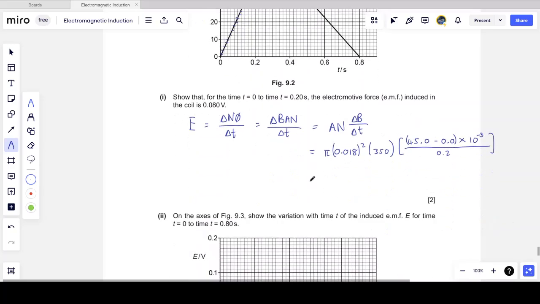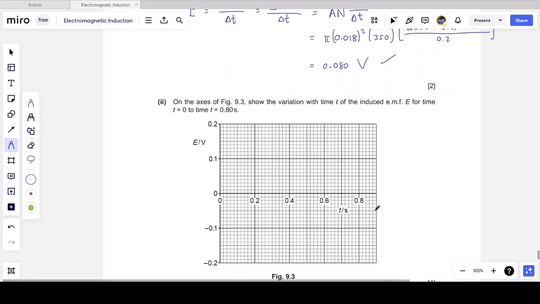And what I should find, if my calculator is working, 0.08 volts. And it's written in this way because there needs to be two significant figures. Because my least number of significant figures in this calculation is 2. And so it does check out, and I do get the value that was required.